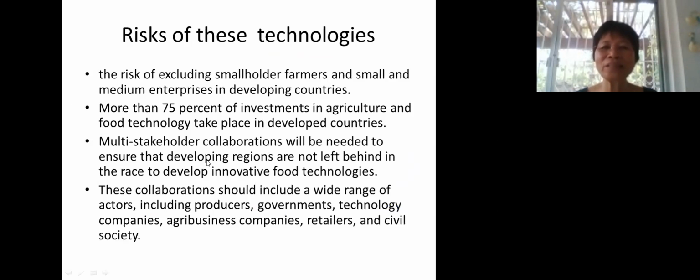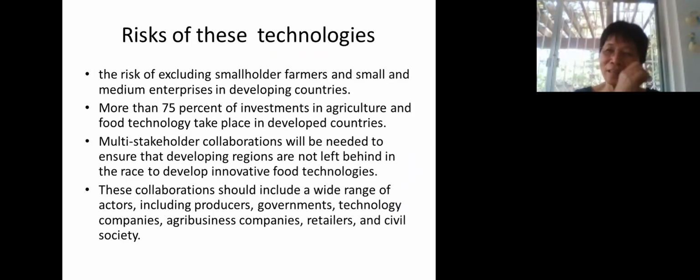Multi-stakeholders will be needed to ensure that developing regions are not left behind in the race to develop innovative food technology. That is what I'm afraid of. A lot of multi-stakeholder collaboration is needed to ensure that we can benefit from these innovative food technologies. This collaboration should include a wide range of actors.